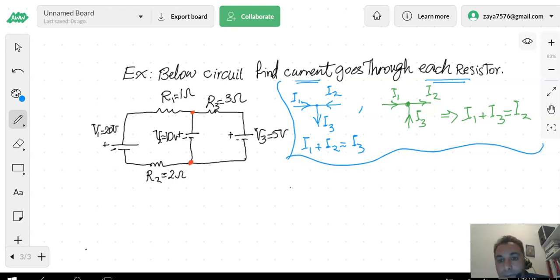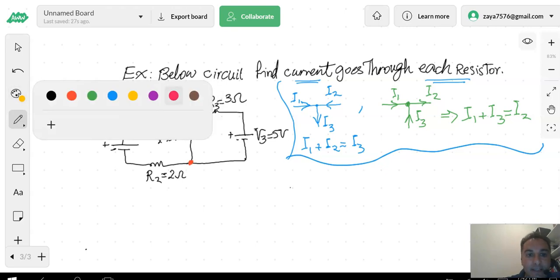This is up to you. Any direction, any name you want to give the branches is up to you. At the end, for sure, all the currents will be the same. It doesn't matter which one you choose as I1, I2, or I3, what your junction is, and what direction they are. They will be the same.